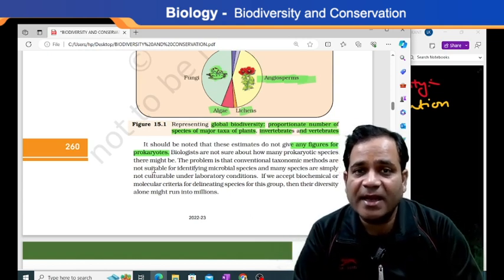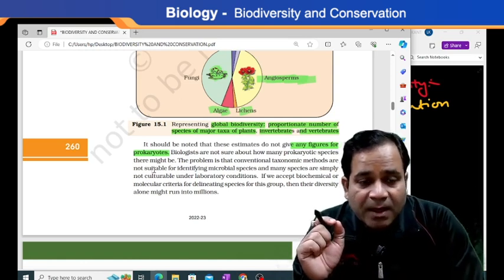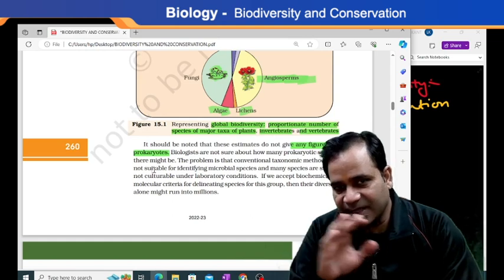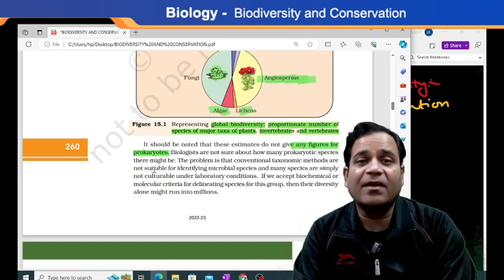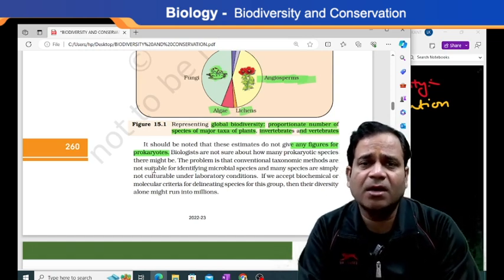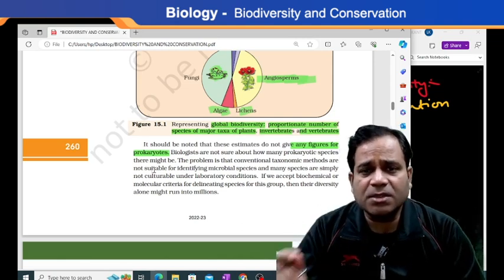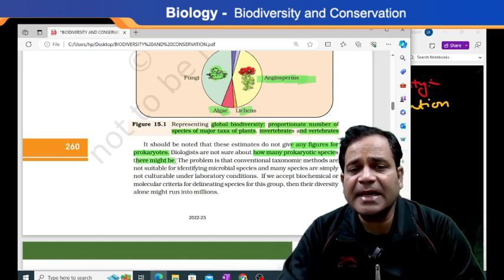You know the meaning of prokaryotes? Pro means primitive, karyon means nucleus. So those organisms which have a primitive nucleus. It means organisms which do not have membrane-bound organelles, like bacteria, and viruses also, they are all prokaryotic. So biologists are not sure how many prokaryote species there might be.